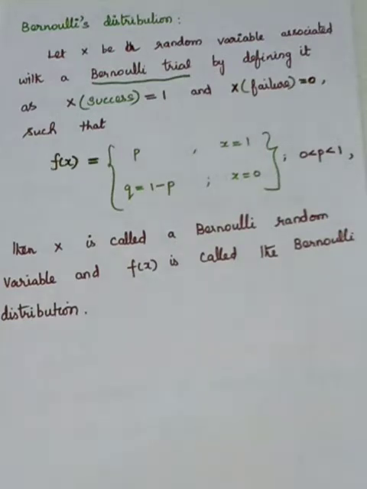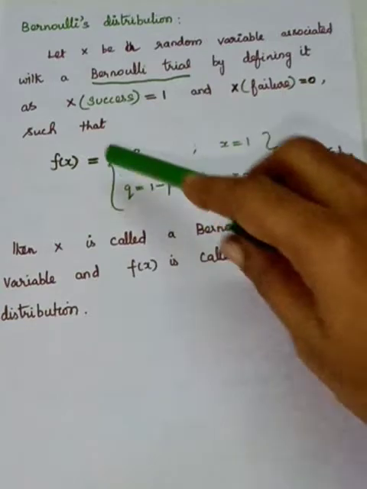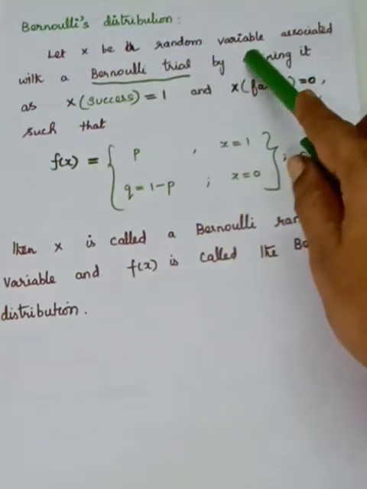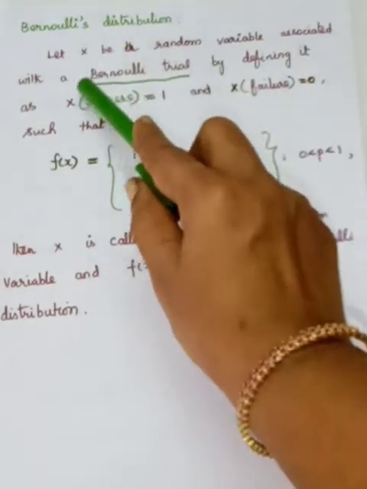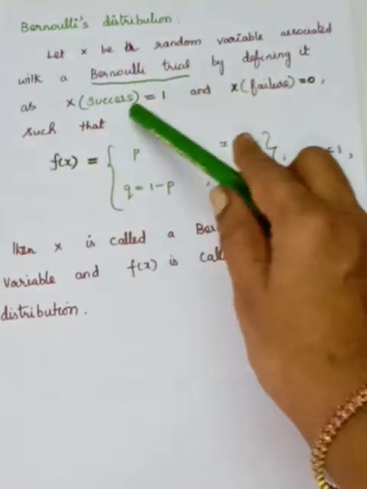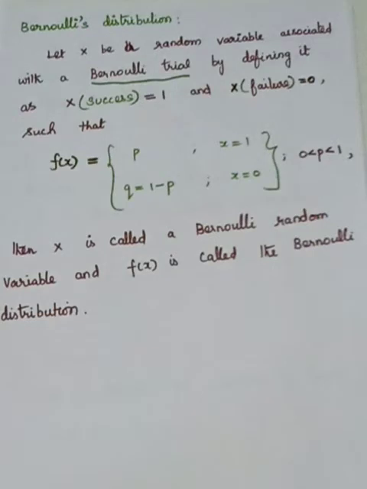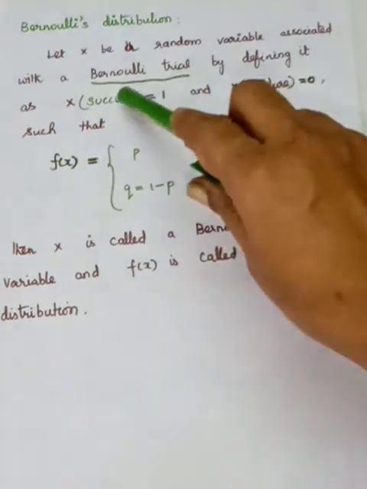Now we are moving to the Bernoulli distribution. Let X be a random variable associated with the Bernoulli trial. You see the words, the random variable associated with the Bernoulli trial. That means the Bernoulli trial is what? It has only two possible outcomes, one is success, another one is failure. It can be repeated several independent times. The probability of success remains same in all the trials. That is called the Bernoulli trial.